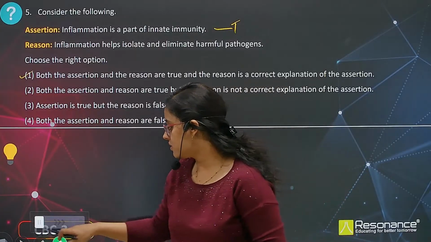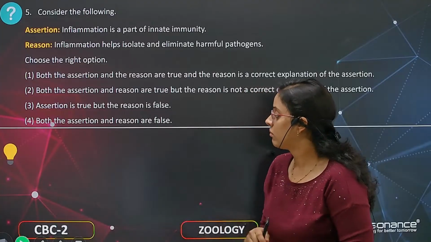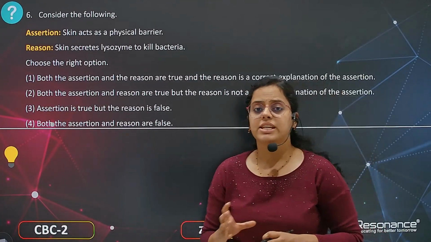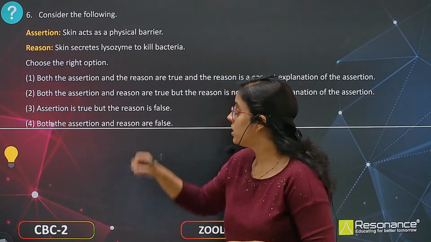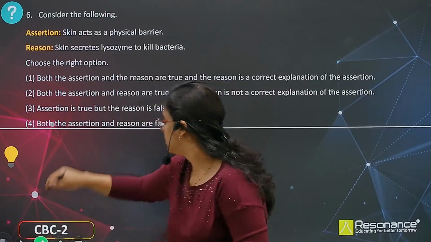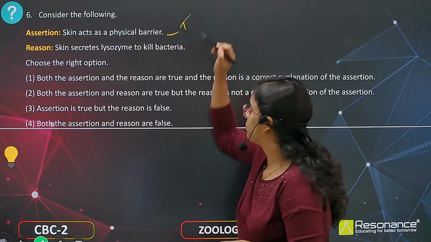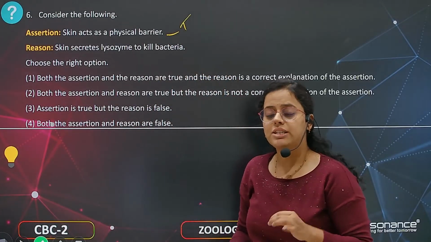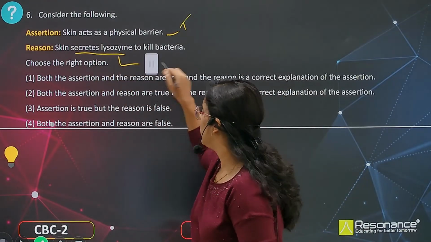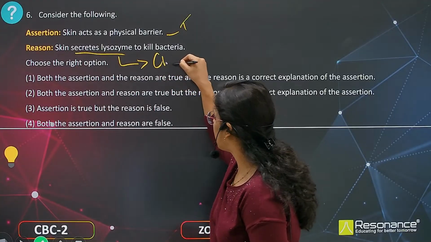Now going to the next question. Question number 6: skin acts as a physical barrier since it secretes lysozyme to kill bacteria. So here, this is a true statement: skin acts as a physical barrier. True, it's innate immunity. Since it secretes lysozyme to kill bacteria, this is a chemical response. This is a chemical barrier.